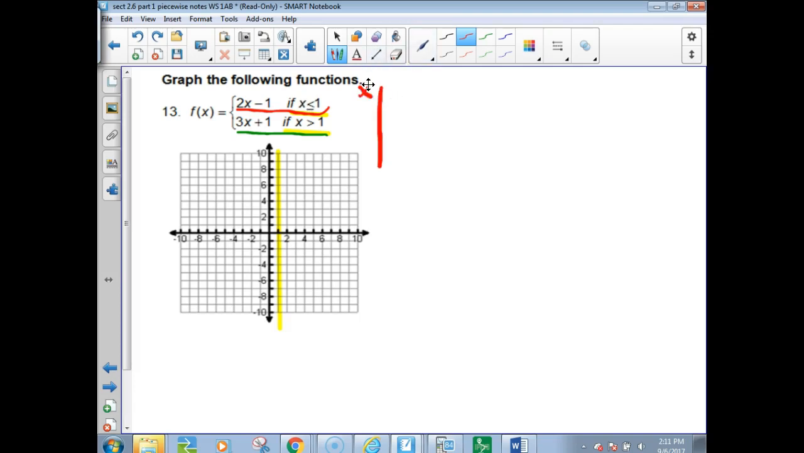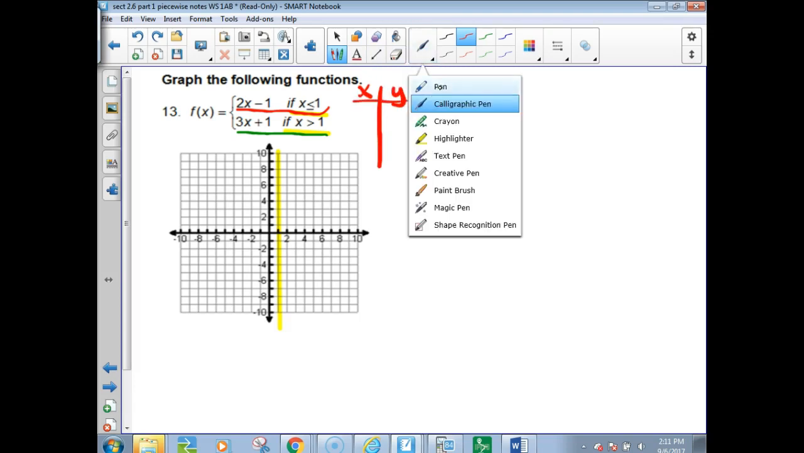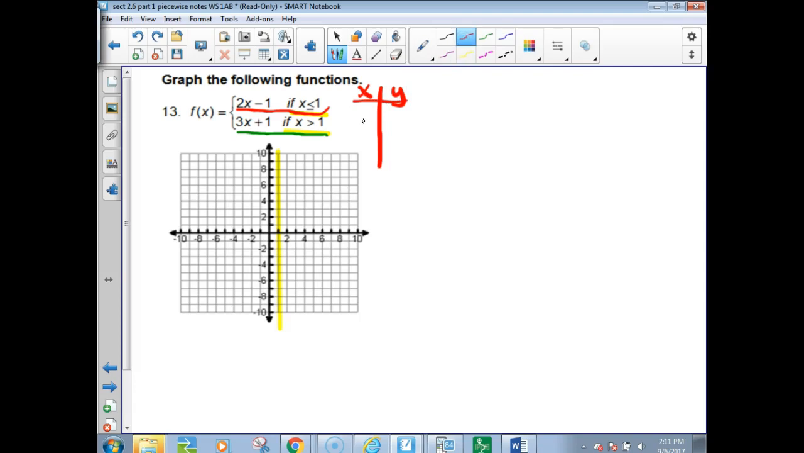Now what you need to do, it says the top equation, it says do y, it's just like saying y equals 2x minus 1 if x is less than or equal to 1. So since my boundary is positive 1, I'm going to put it in the equation. All right? It does include it for this top one. So I'm going to have a solid dot when I put in 1.